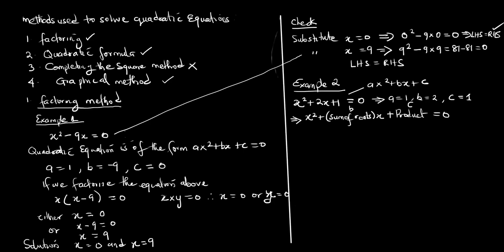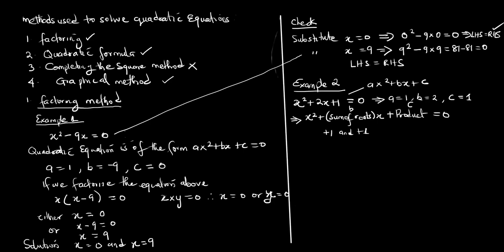what are two numbers that, when you multiply them together, give us plus 1, and when you sum them together, give us 2? What are those two numbers? Clearly the numbers should be plus 1 and plus 1. If you multiply 1 by 1, of course you're getting plus 1. If you add these two numbers, 1 plus 1 gives us 2, which is the b value, the sum of the roots.